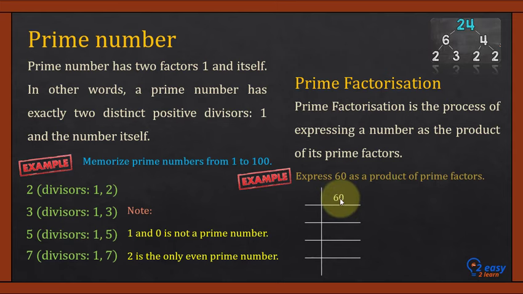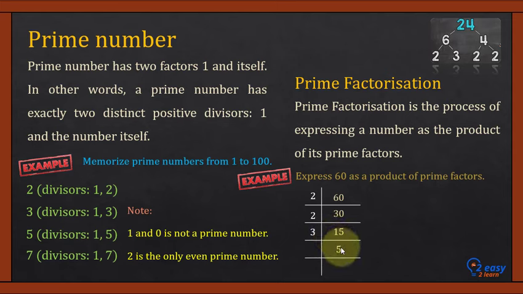We'll write 60 and we'll find the smallest prime number which can divide 60 completely. So 2 is a prime number which can divide 60 completely. So 60 divided by 2 is 30. Then we'll think of the next prime number which can divide 30. 2 can also divide 30 completely. So 30 divided by 2 is 15. Now 15 cannot be divided by 2. We will think of the next prime number. The next prime number is 3. 15 can be divided by 3.